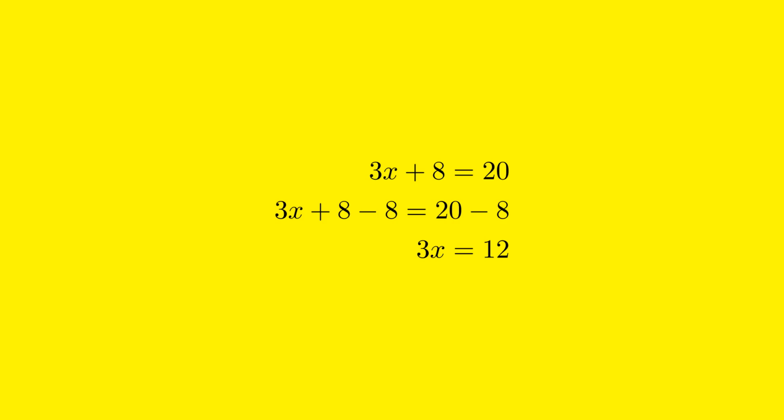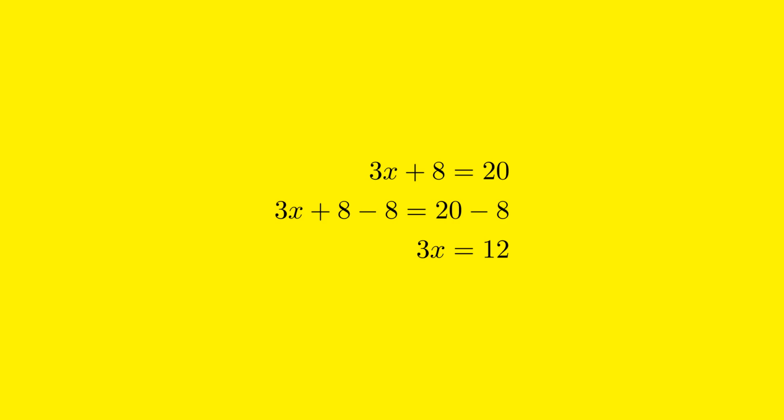This maintains the balance of the equation, as whatever we do to one side, we must do to the other side. So subtracting 8 from the left side, we have 3 times x plus 8 minus 8, which simplifies to 3 times x, since 8 minus 8 equals 0. On the right side, we subtract 8 from 20, which gives us 20 minus 8, or 12. Now the equation is simplified to 3 times x equals 12.